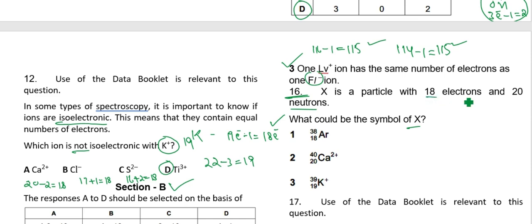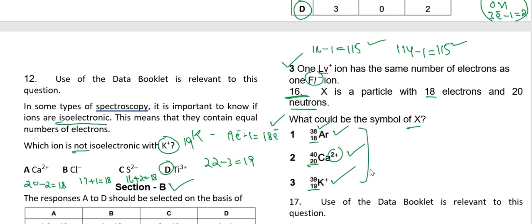So when it has 18 electrons and 20 neutrons, the symbol could be argon, because it has 18 electrons and 20 neutrons. It's not talking about protons, just electrons and neutrons. After subtracting 2 electrons it will be 18, and after subtracting the protons from the nucleon number we got 20. So this could be the right choice, and this could also be the right choice, because this will give us 18 electrons and 20 neutrons.